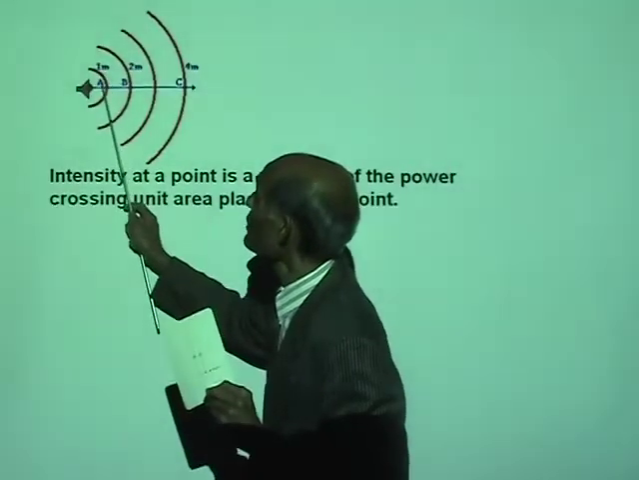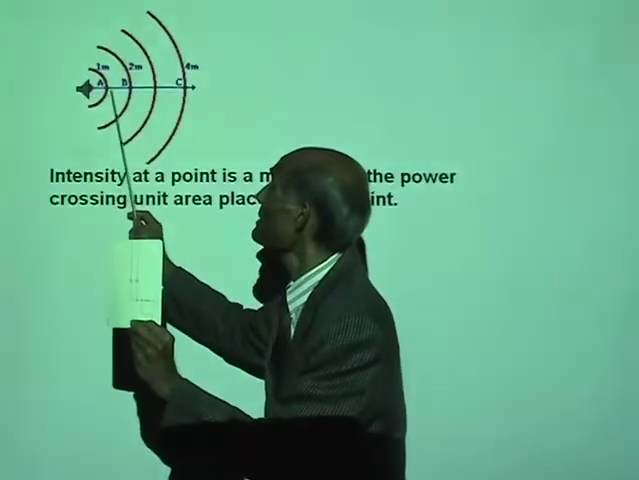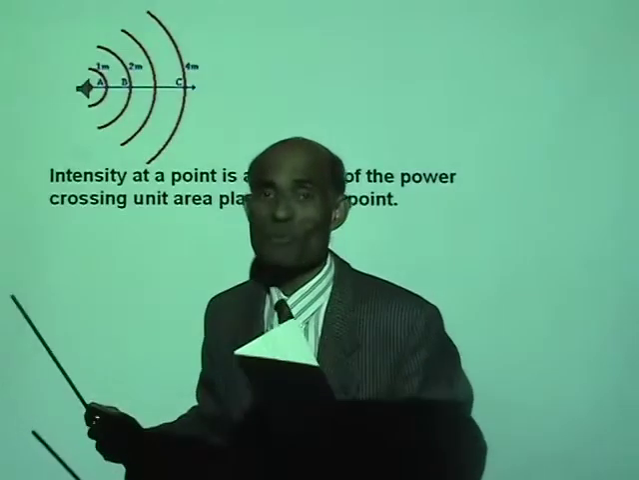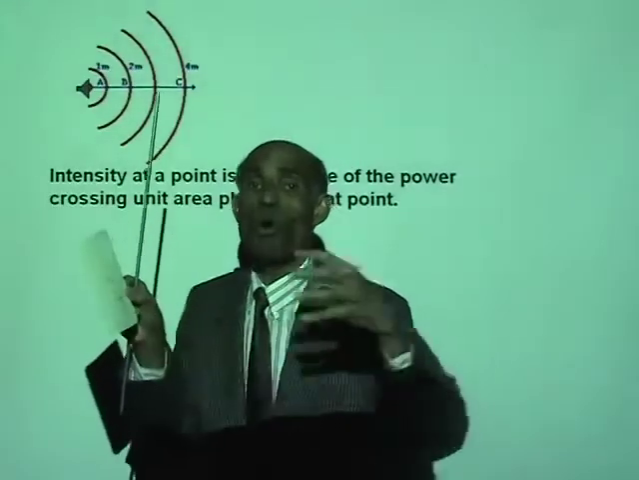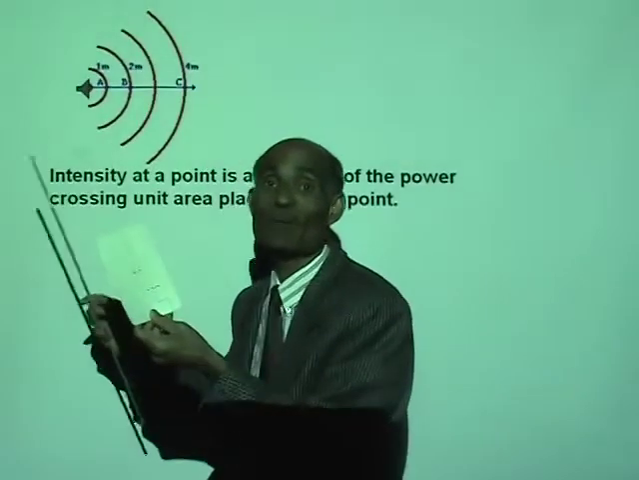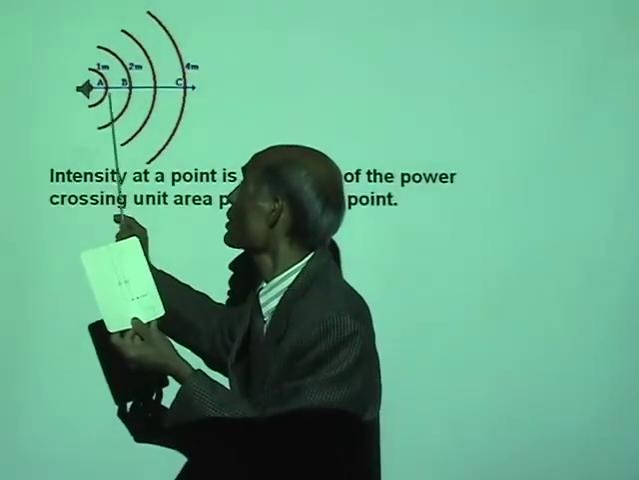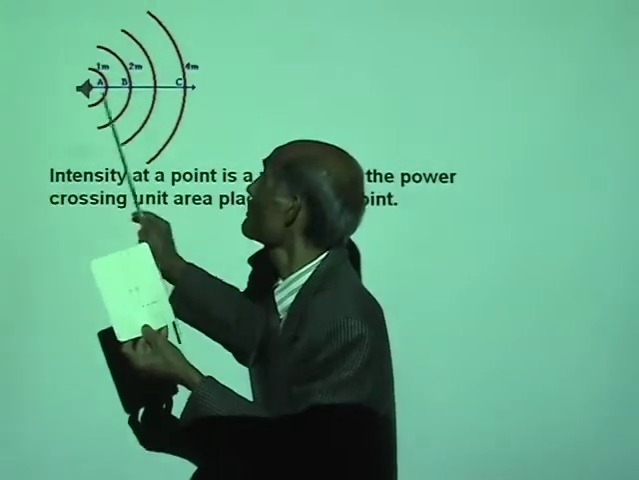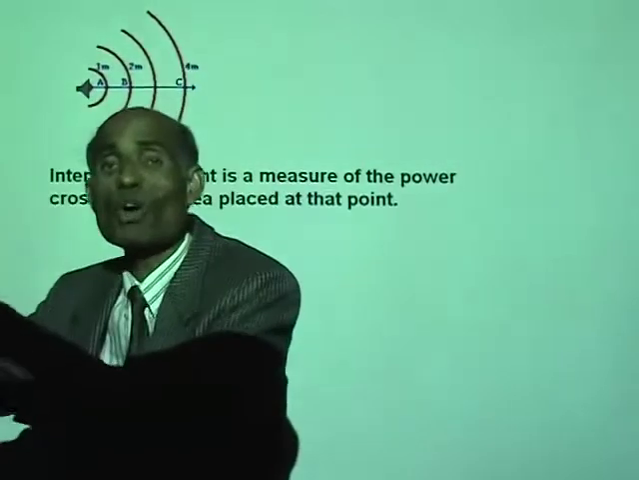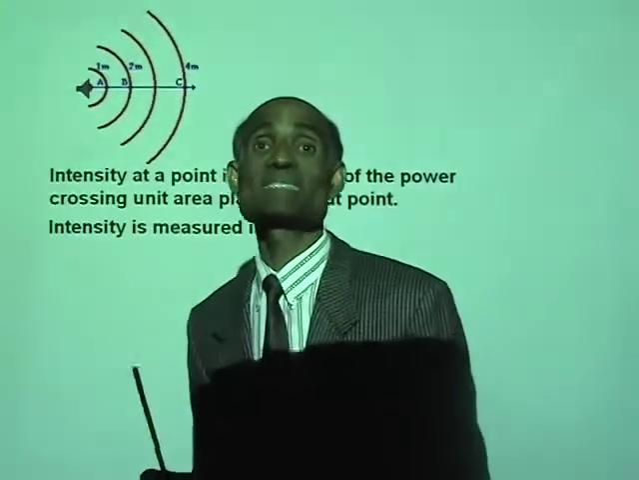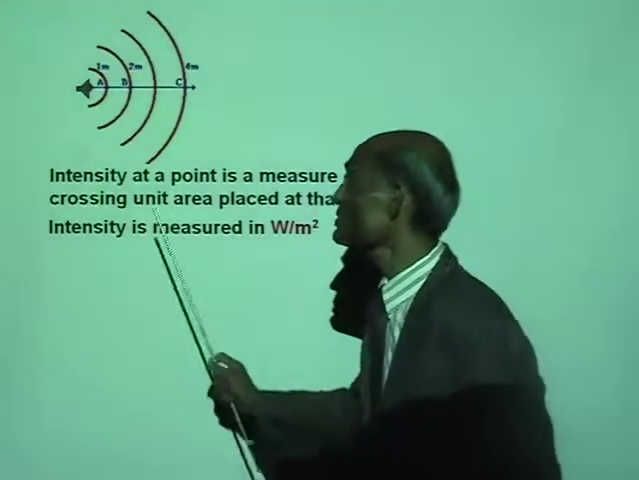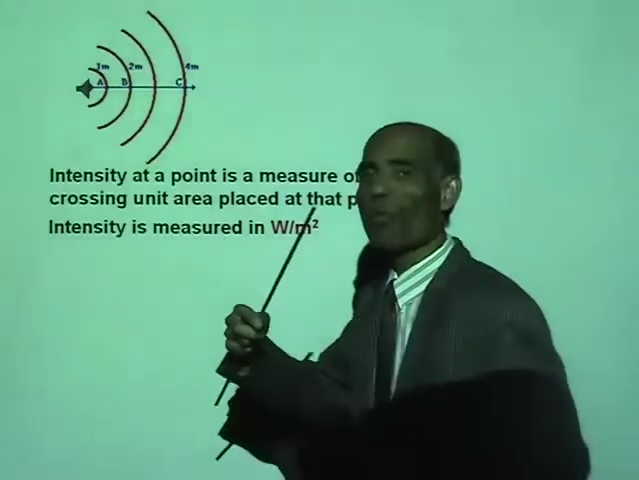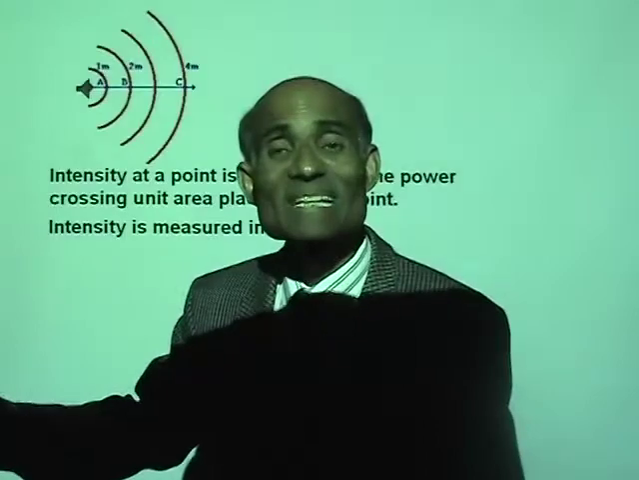So if I place the unit area at A and then move it to B and then move it to C, which of those places will have more power crossing that unit area? More power will cross that unit area when it is placed at A. As we go away from the speaker, the power crossing that area will become less and less. And look at the unit for measuring intensity. It is measured in a unit called watt per meter squared.